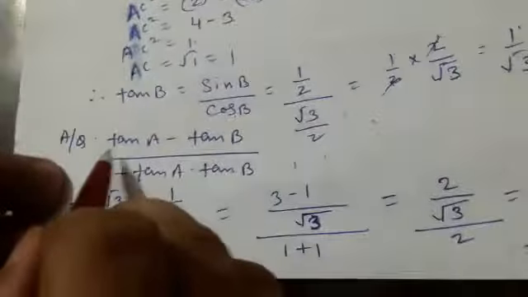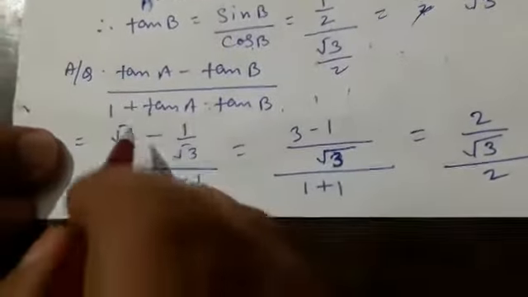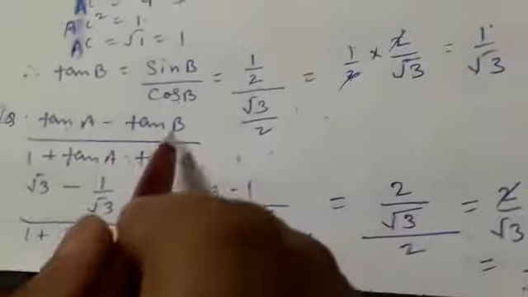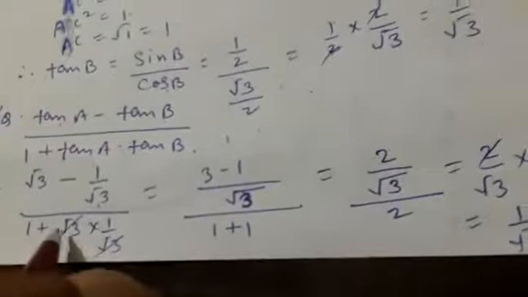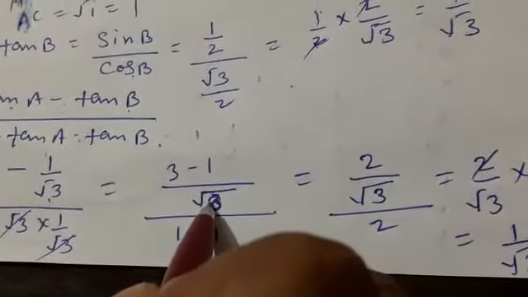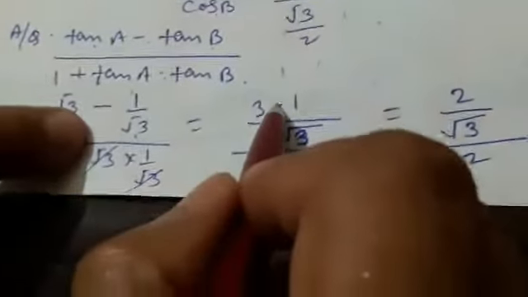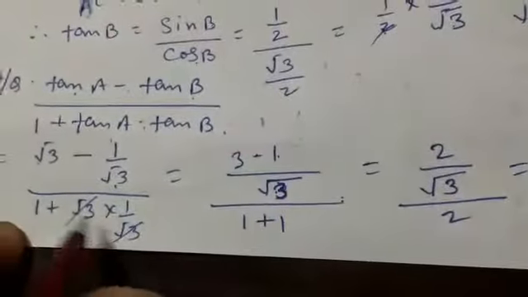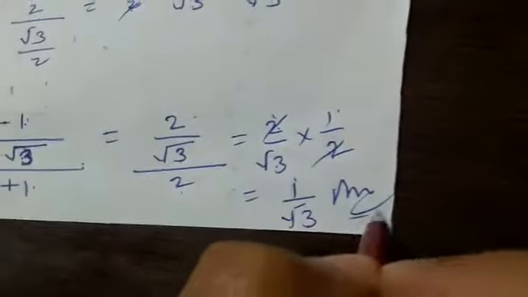Now according to this question, tan A minus tan B upon 1 plus tan A into tan B. Let us put in their values. tan A is equal to root 3, so root 3 minus 1 by root 3 upon 1 plus root 3 into 1 by root 3. So we will take root 3 as LCM. So root 3 into root 3 will be 3 minus 1 upon root 3, root 3 will cancel out, 1 plus 1, that is equal to 3 minus 1, which is 2 upon root 3 upon 2, which is equal to 2 upon root 3 upon 2. Now it will be reciprocal into 1 by 2. 2 will cancel out, 1 by root 3 will be our answer.